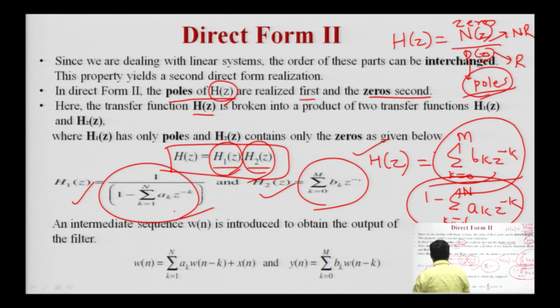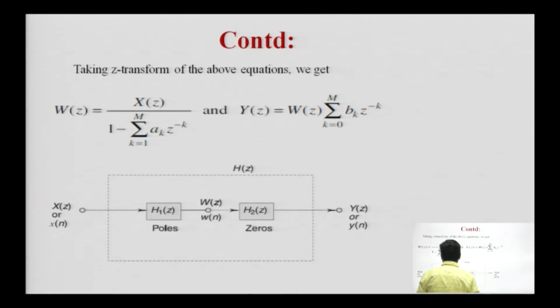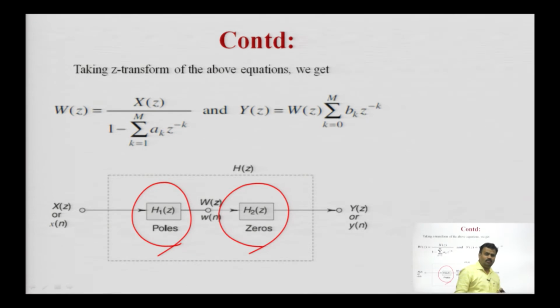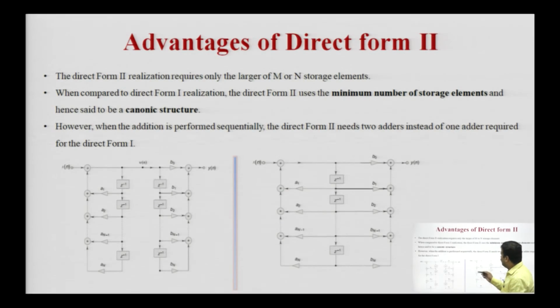This is for the recursive, this is for the non-recursive, and you can solve this in a simple way and you will get your structure. At first poles are arranged, after the zeros will be arranged and you will get the direct form 2 structure. Okay, it is more clear from this.